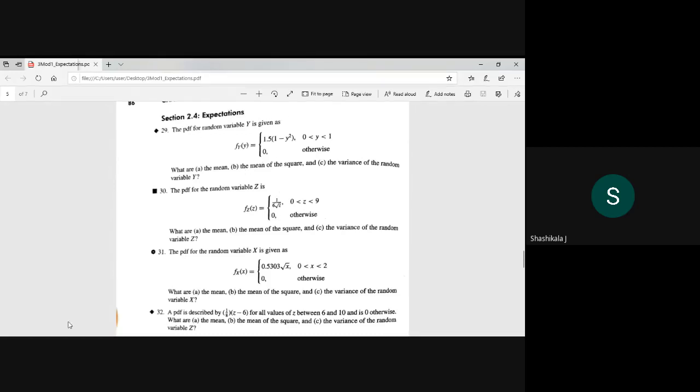Next we will see the problems on the expectation. Yes. Now can you tell me what is the PDF for the random variable y that is given? This one, and what are the mean, mean square and variance of the random variable? Can anybody tell by looking at this? How will you find out the mean? E of x, what is the general expression? Yes, anybody?